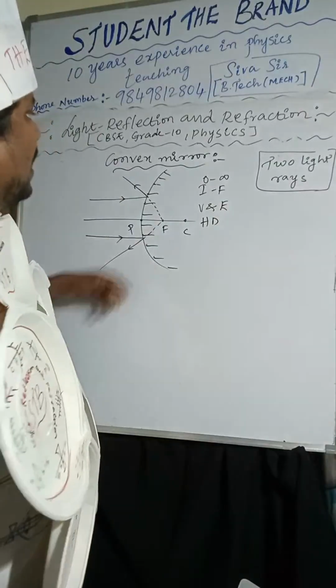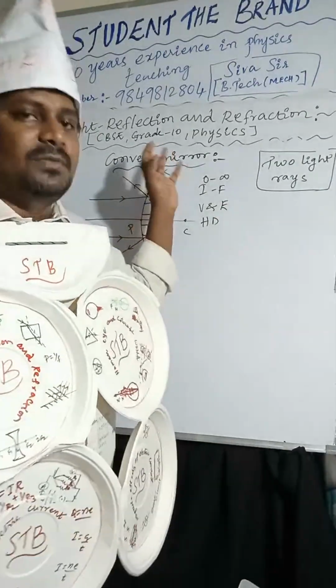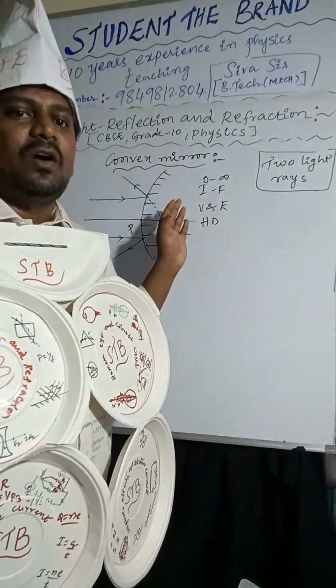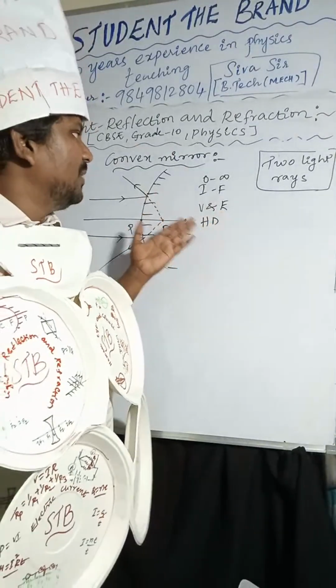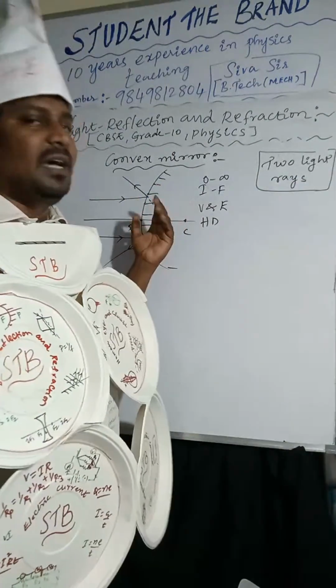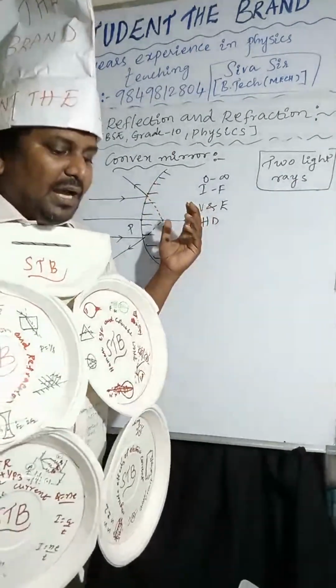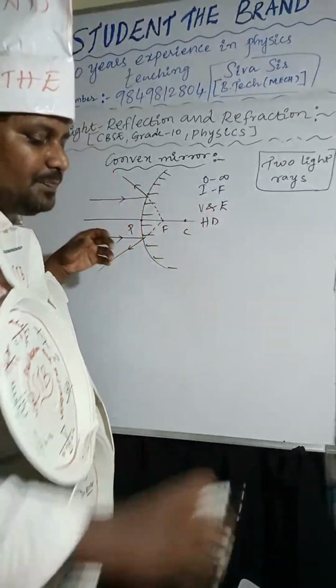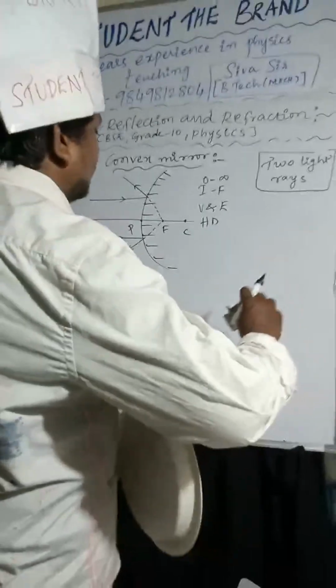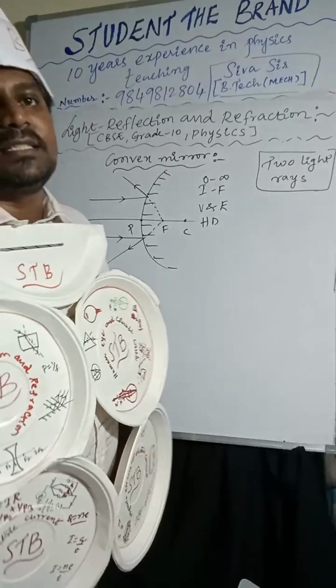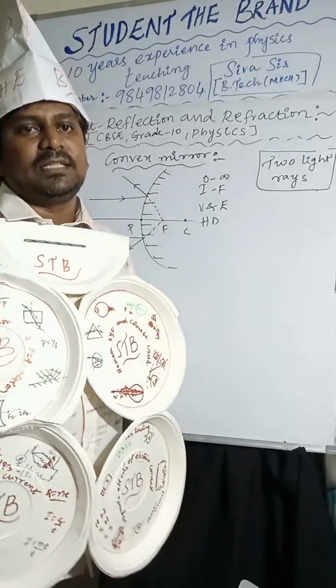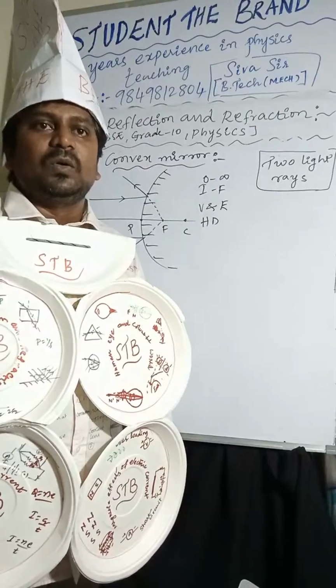Once again, object is placed at infinity, image will form at focus. What is the nature of the image? Virtual, erect and highly diminished. Coming to the next one. I said only two cases, right? In a convex mirror only two cases are there.